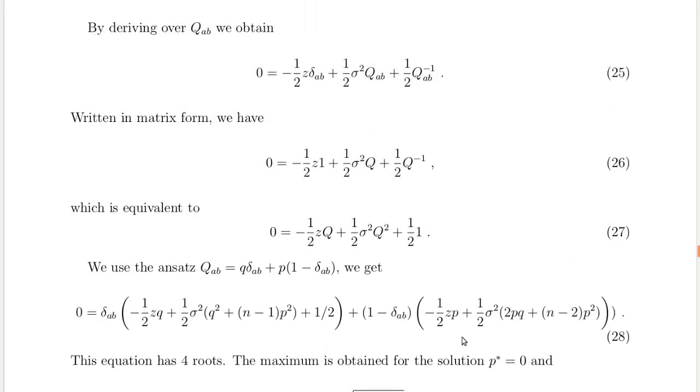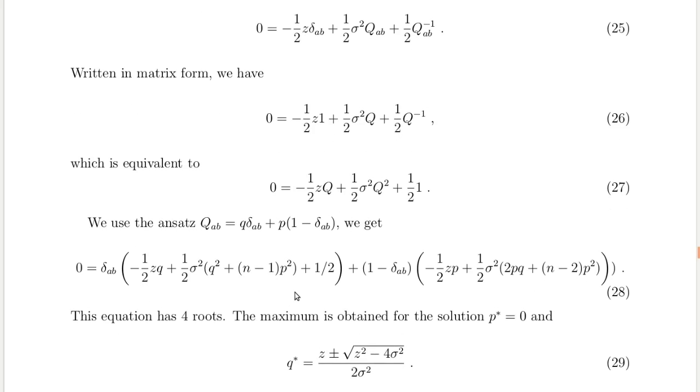Now, instead of solving for an arbitrary matrix Q, we introduce an ansatz where the matrix Q has a diagonal term that is equal to Q and the off-diagonal term that is equal to P. This is called replica symmetric ansatz because basically you are only distinguishing between diagonal and off-diagonal elements. And if we introduce this ansatz in the equation, we obtain an expression for P and Q.